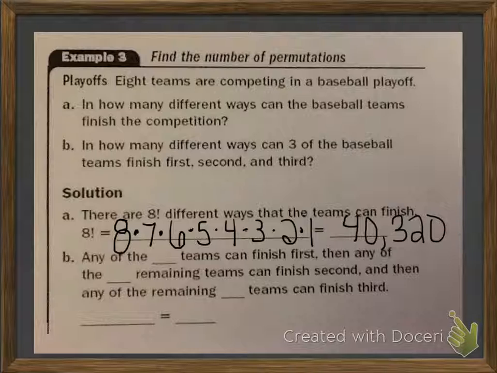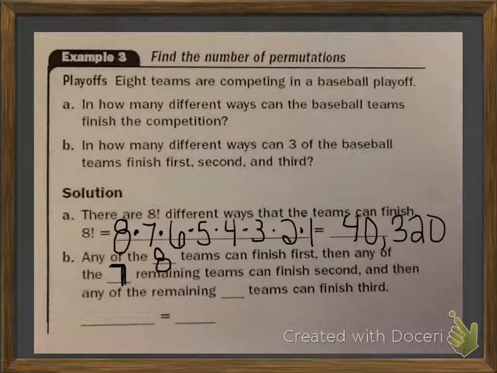For part B, it says, oh, I'm sorry, I didn't read the question. For question B, it says, in how many different ways can 3 of the baseball teams finish first, second, and third? So you are only concerned with the first 3 places. You want to know how many different ways can 8 teams finish in first, second, and third. So any of the 8 teams can finish in first place. After you select the first place winner, you only have 7 teams remaining. So 7 teams only have the opportunity to finish in second place.